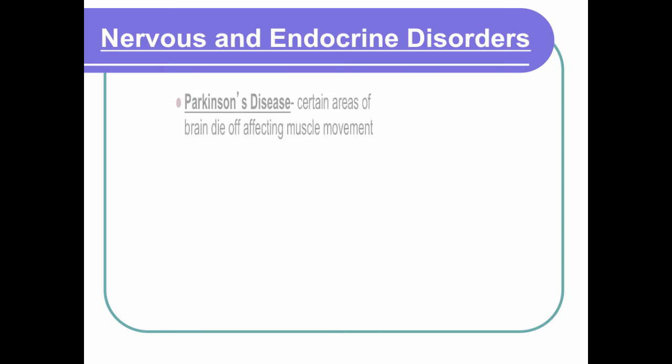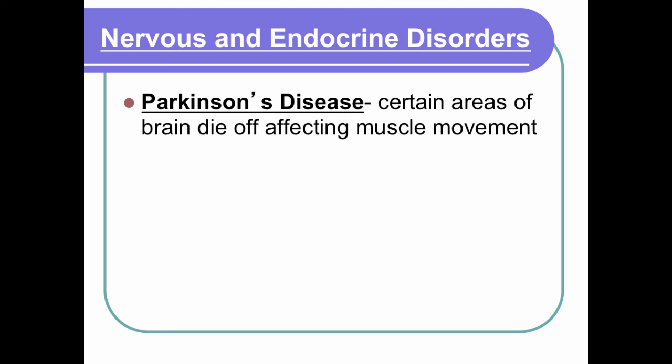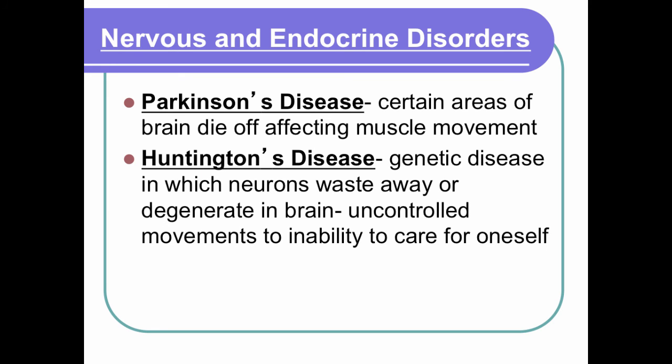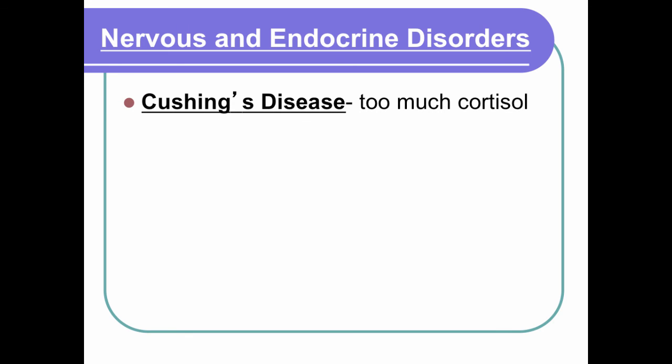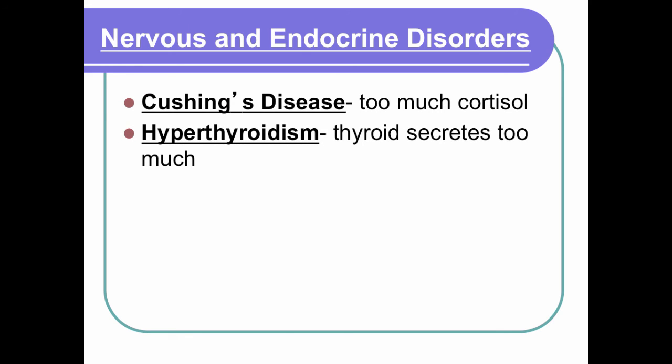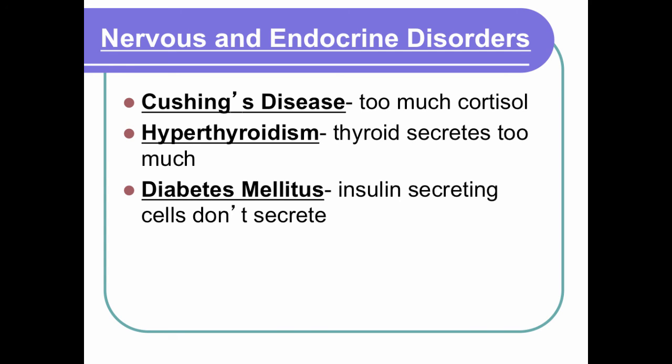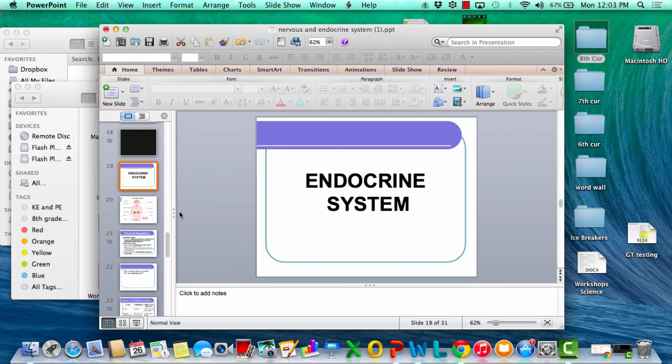Okay? So let's talk about some disorders. Parkinson's disease is a certain area where the brain dies off and it affects your muscle movement. Huntington's disease is a genetic disorder in which the neurons waste away. These are all kind of back to what we were talking about with the nervous system. Okay, Cushing's disease is when you have too much of a certain hormone. The hypothalamus or your thyroid secretes too much. Diabetes is when your body does not secrete insulin. Okay, so those are some examples.